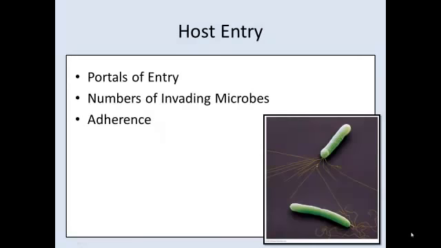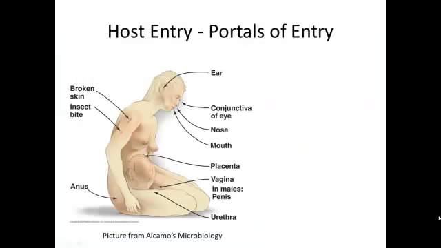First off, host entry. We're going to talk about portals of entry, numbers of invading microbes, and adherence. Portals of entry are basically any openings that lead into the rest of the body. So as you can see, these are all things that you're familiar with. The placenta, if you're a fetus, that's pretty much the only way that a pathogen is going to get to you before you're born. Now you'll notice that most of these are mucous membranes, okay? The moister portion of the skin.